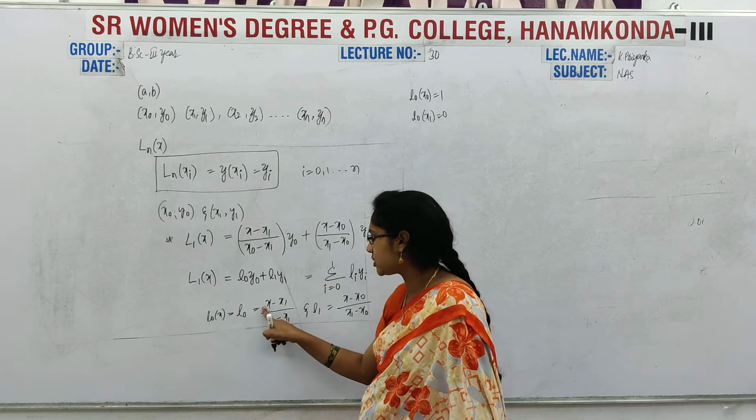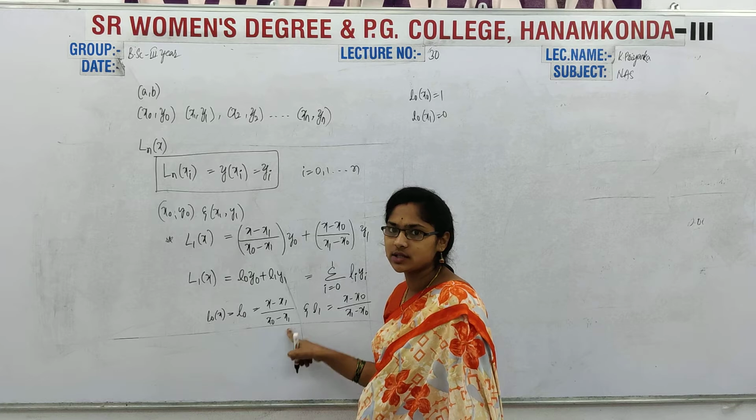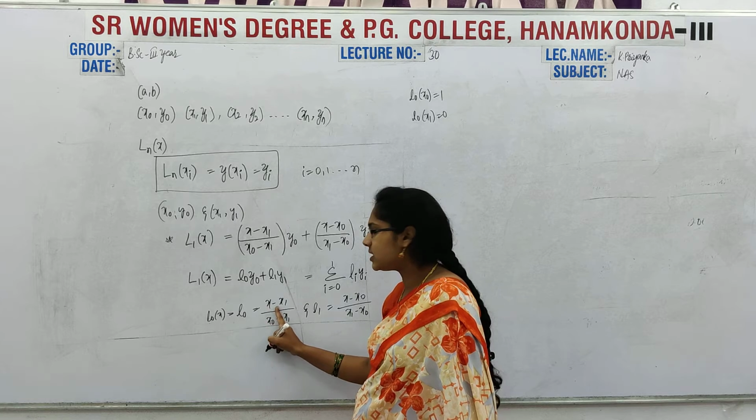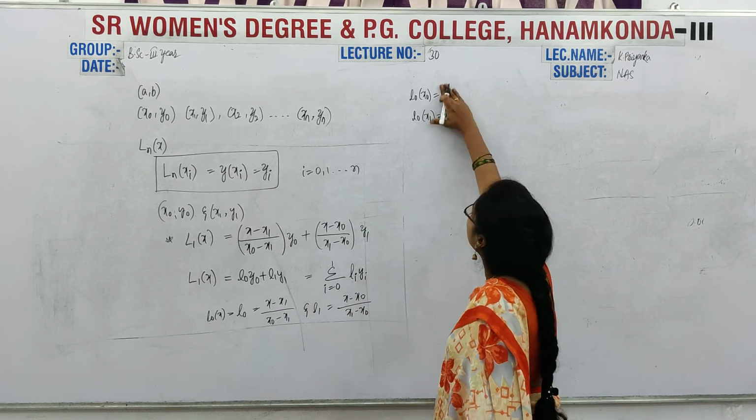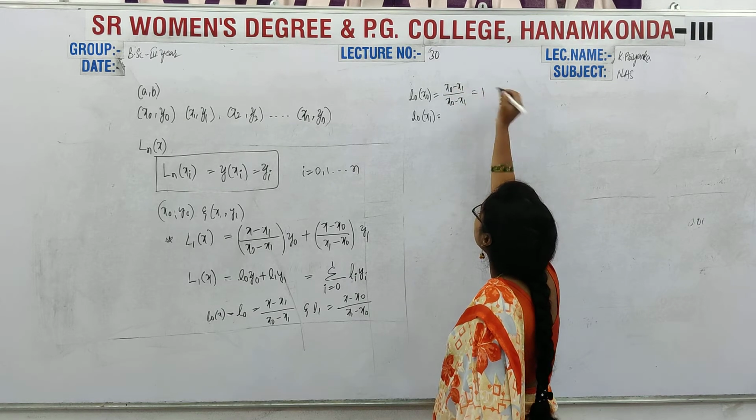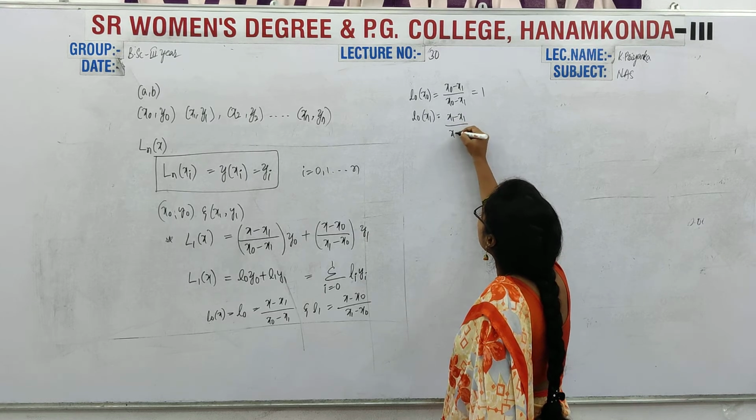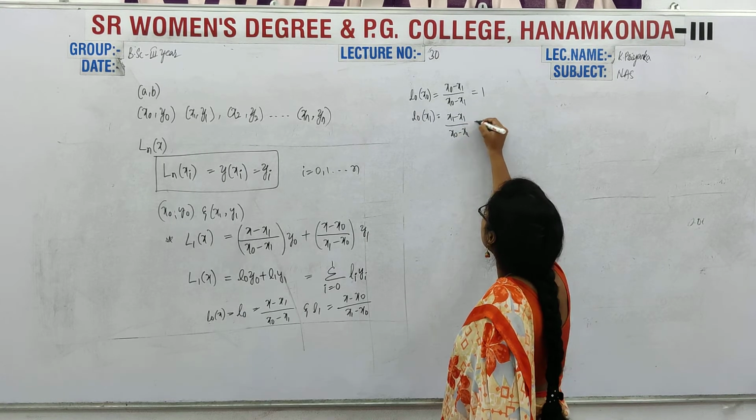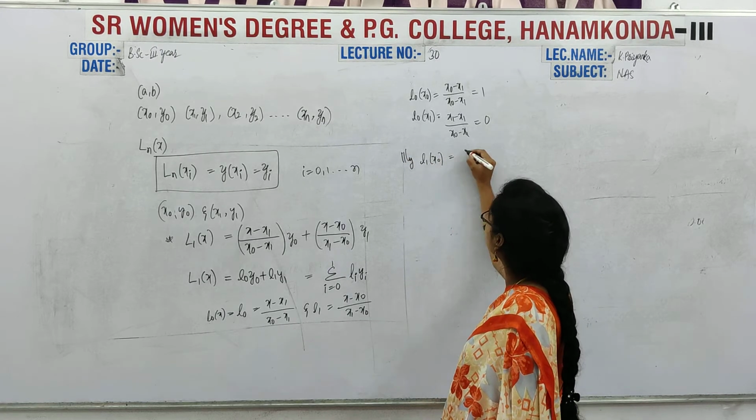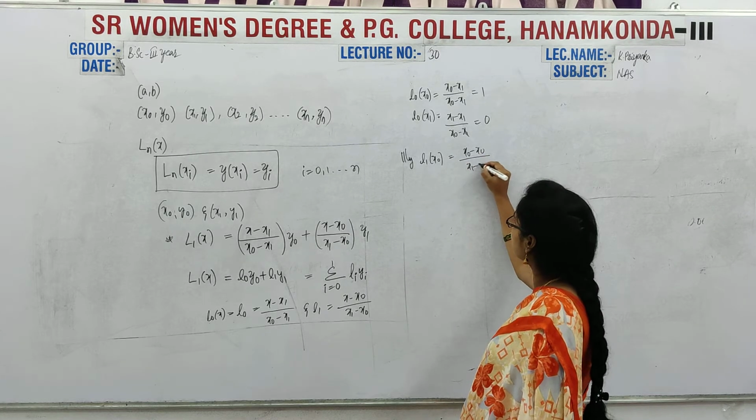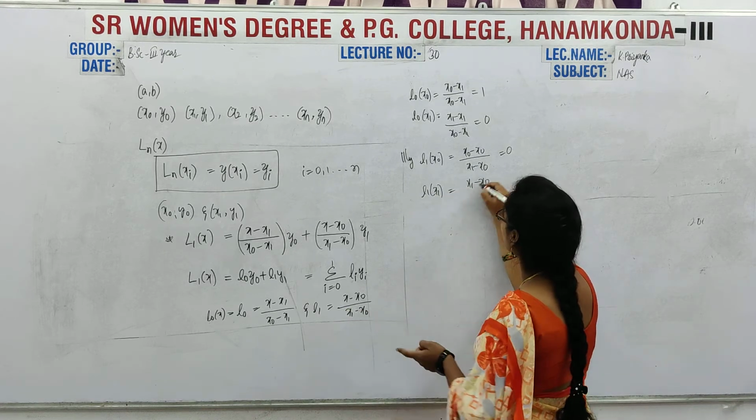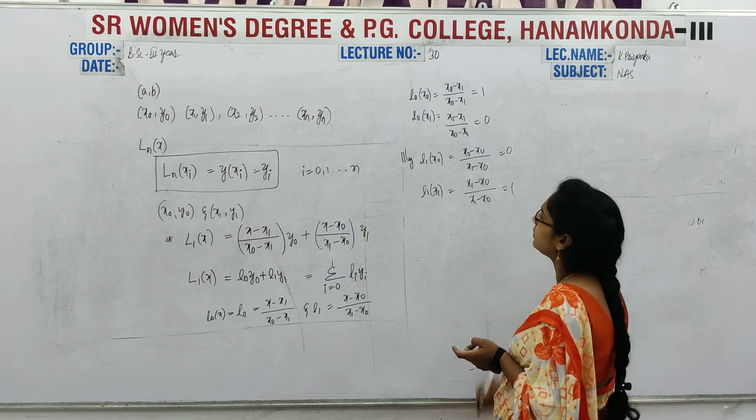If I put x equal to x naught, x naught minus x1 by x naught minus x1, both will be cancelled, and we get 1. And if I take x equal to x1, x1 minus x1 is 0, and 0 by something is 0. So L naught of x1 is x1 minus x1 by x naught minus x1, which is 0. Now similarly L1 of x naught is x naught minus x naught by x1 minus x naught, which is 0. L1 of x1 is x1 minus x naught by x1 minus x naught, which is equal to 1.